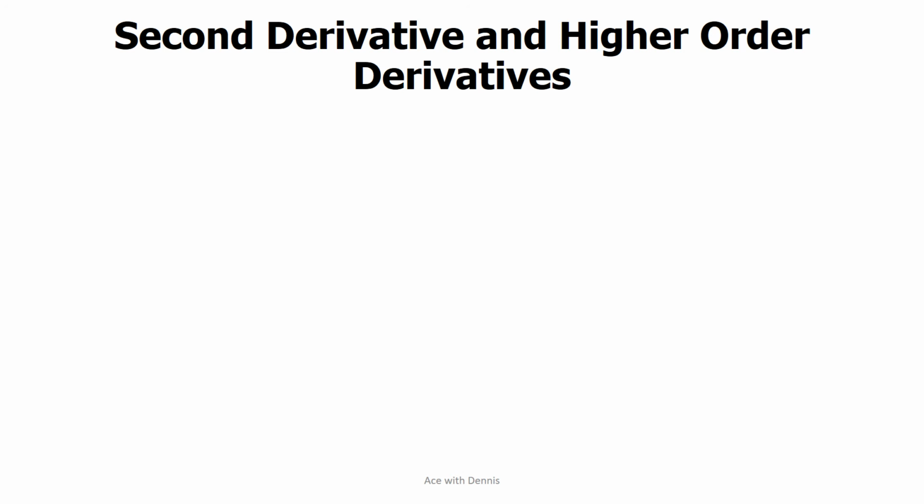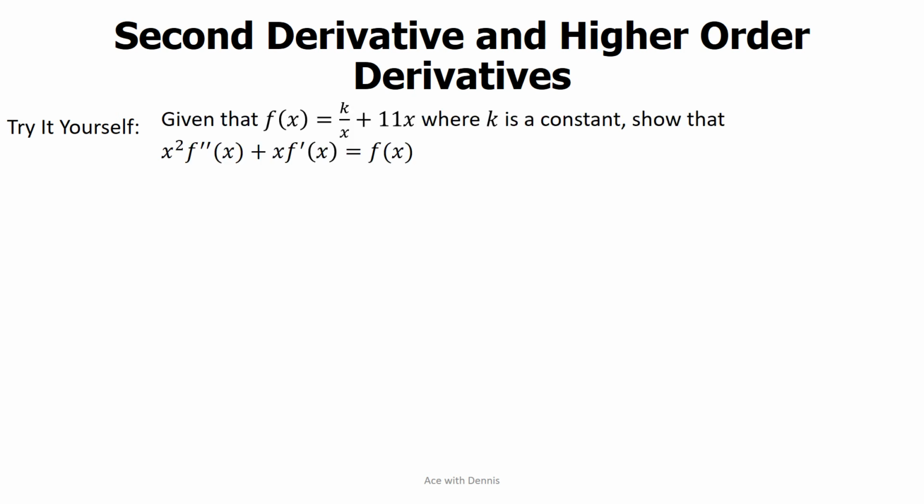Alright, now it's your turn to try a similar example yourself. Given that f(x) equals k over x plus 11x, where k is a constant, show that x squared f double prime x plus x f prime x equals f(x). You can pause the video and try to solve it yourself.